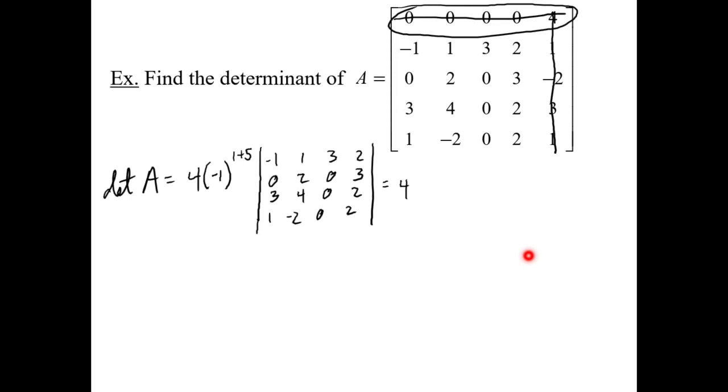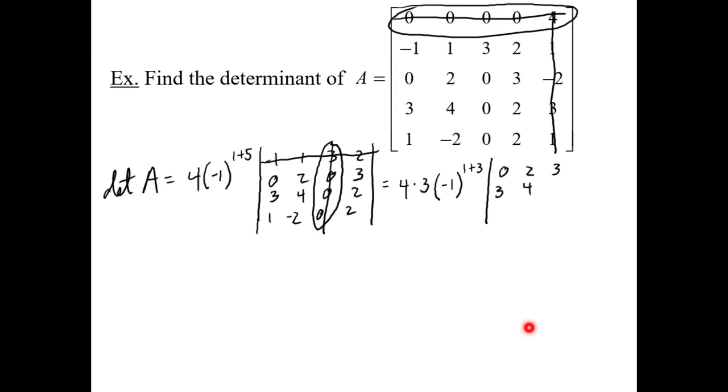Let's again strategically pick a row or column that has a bunch of zeros. And in this case, let's pick this column. So we've already got the 4 out in front. Now we've got 3 times -1 to a power. So this time that 3 is in row 1, column 3. And then if we remove its row and its column, I'm left with the smaller matrix 0, 2, 3, 3, 4, 2, 1, -2, 2.